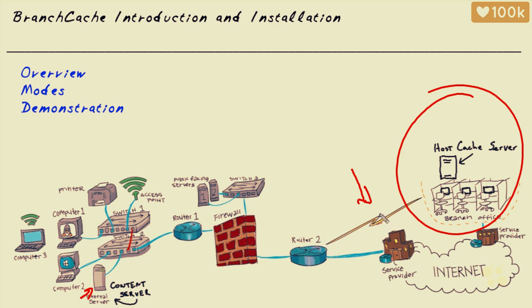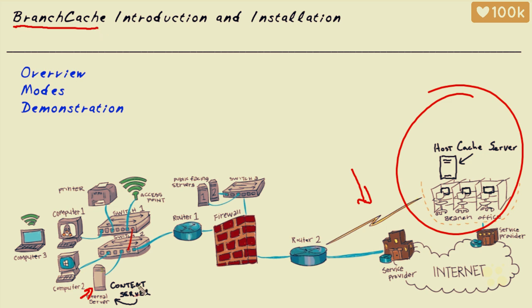So there's a couple solutions to this. One is DFS. We've talked about that in previous nuggets, where we could take content and replicate it based on a schedule to a server out here at the branch site. And another option that we have for helping performance over a slow link is referred to as branch cache.